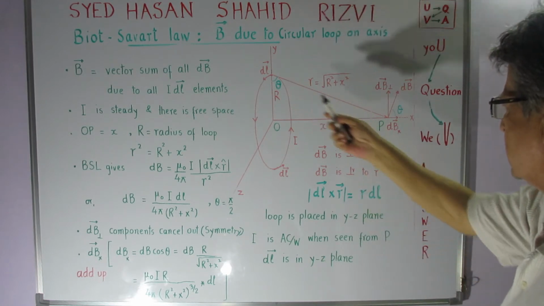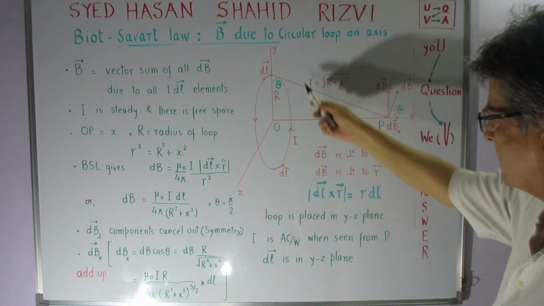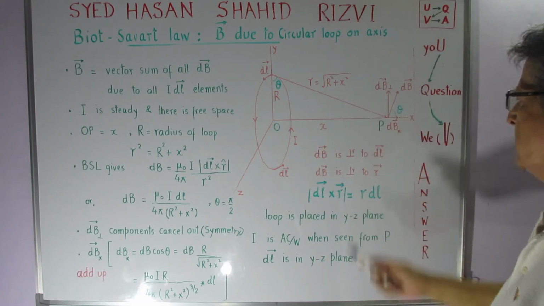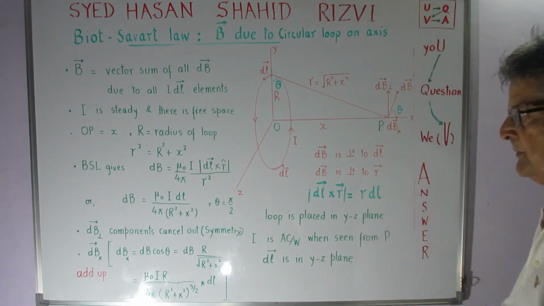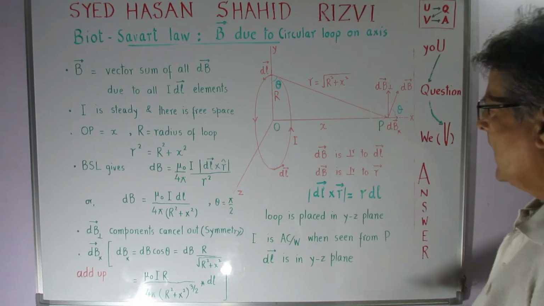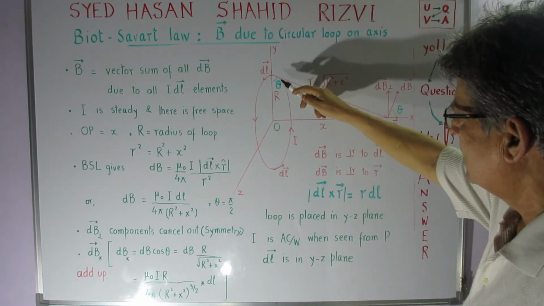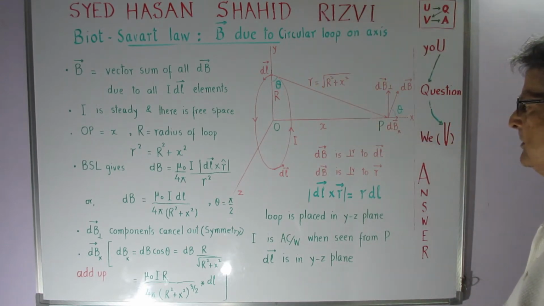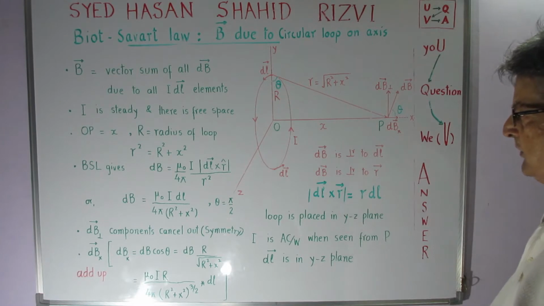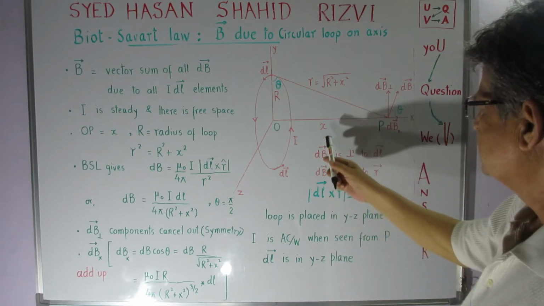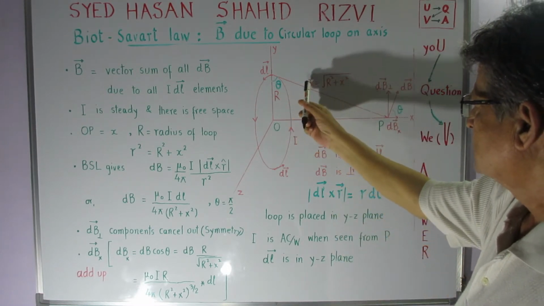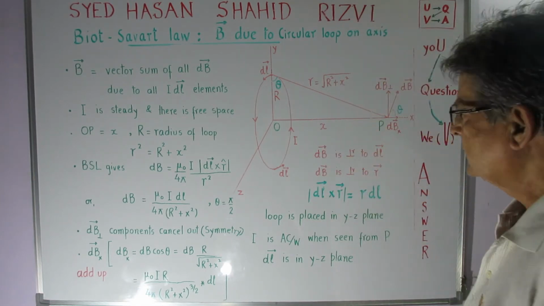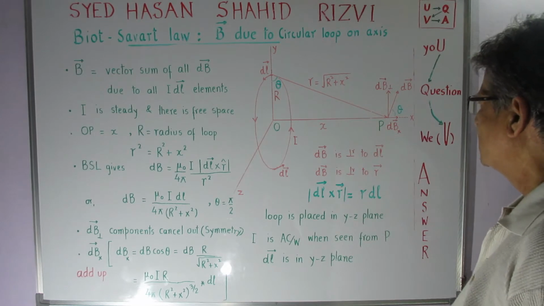So all points are at a distance r from here, and OP is equal to x. R is the radius of the loop. For the loop, the radius is capital R. So from geometry we can see that since this is x and this is R, this small r is equal to the square root of x square plus R square, or R square plus x square.